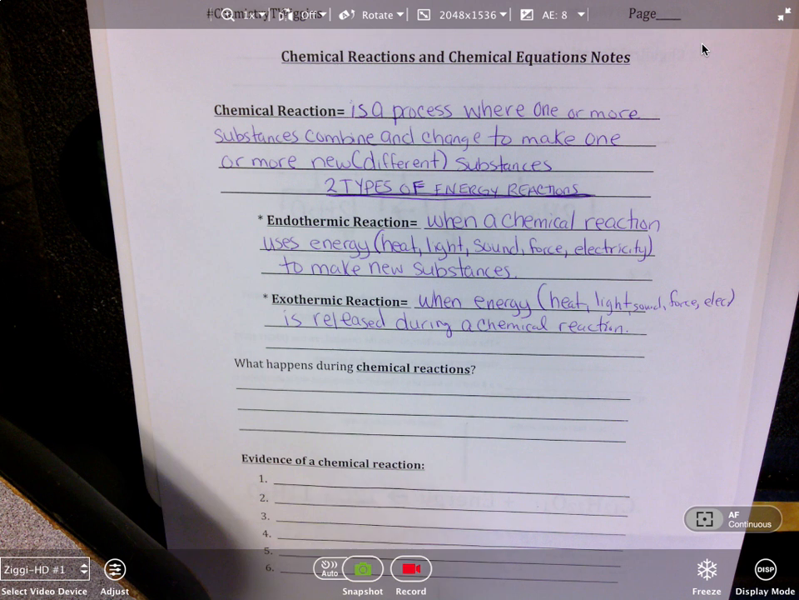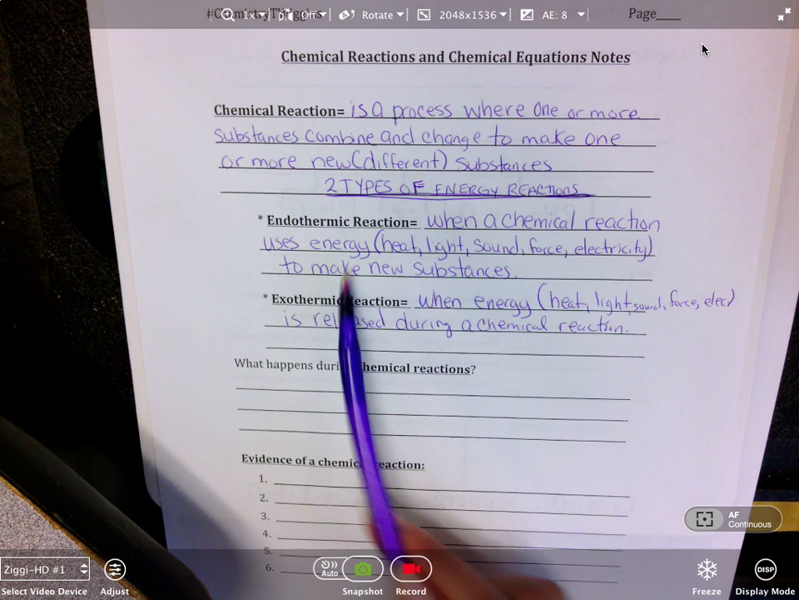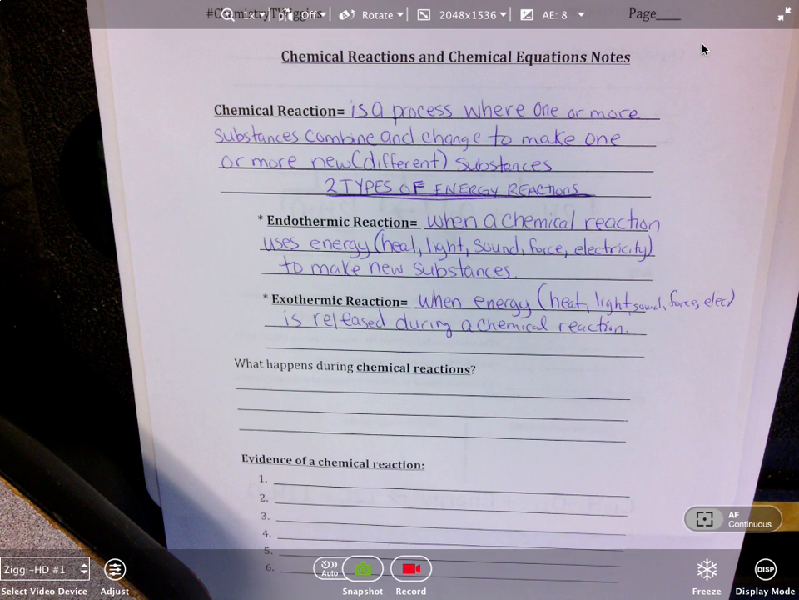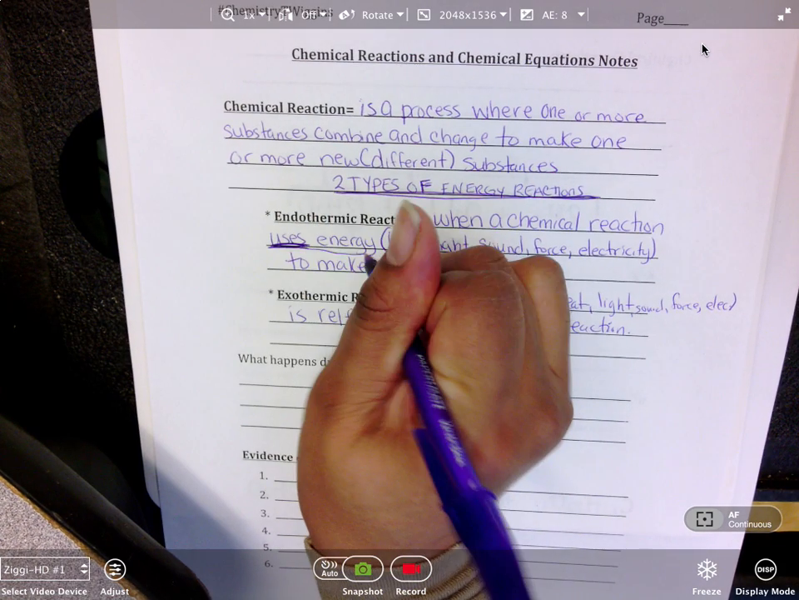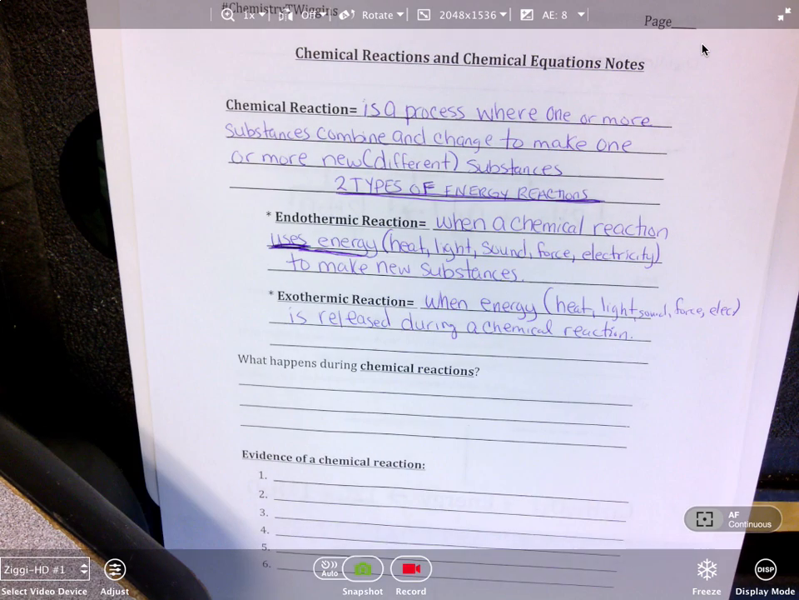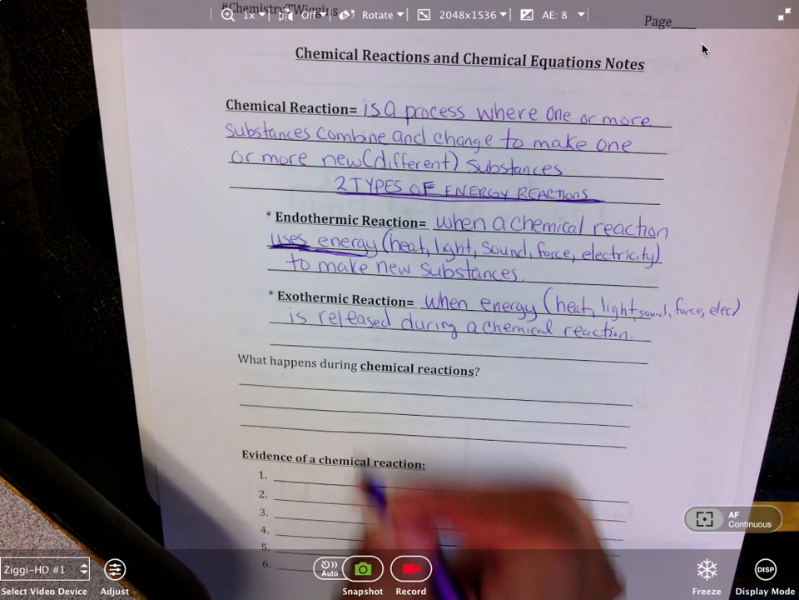What's the key word in the definition for endothermic reaction? What's the key word, Eddie? Uses. Endothermic uses energy. Key words in exothermic, Patrick? Releases. Releases energy.